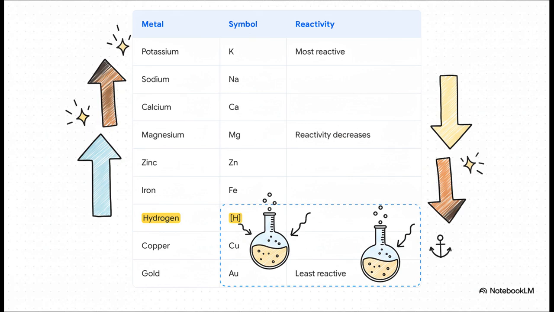Now, notice hydrogen is also in this list. It's there as a reference point. And here's the crucial idea. Any metal that is above hydrogen in this series can displace hydrogen from dilute acids, but any metal below hydrogen, like copper, silver, or gold, they cannot.